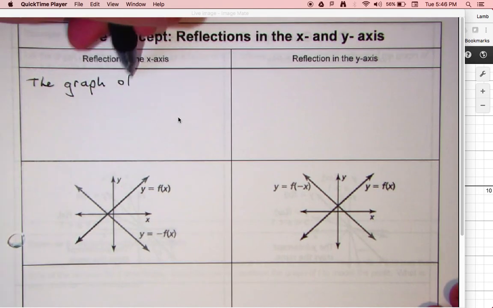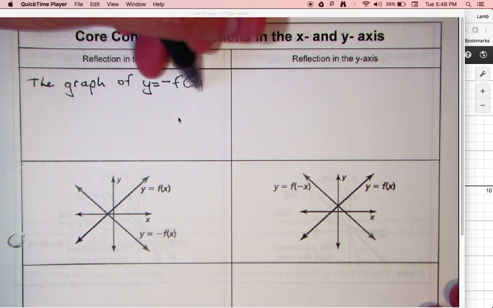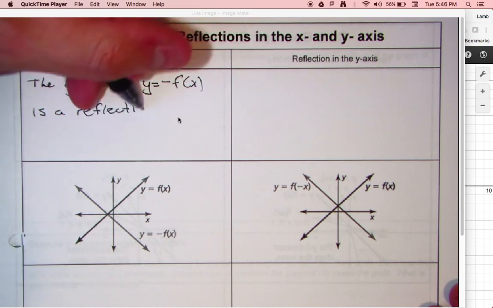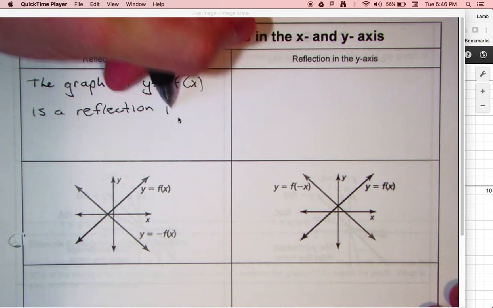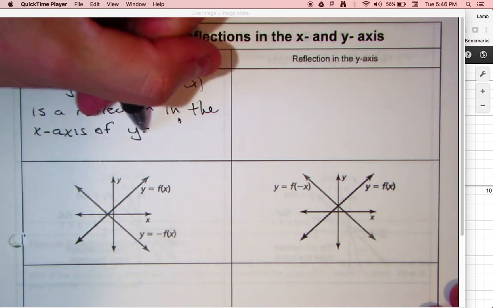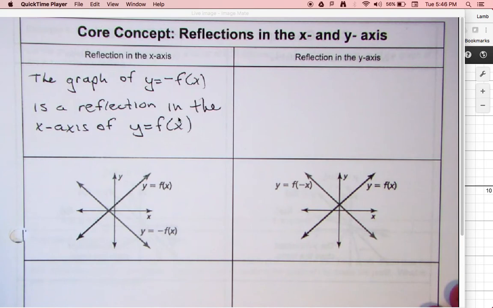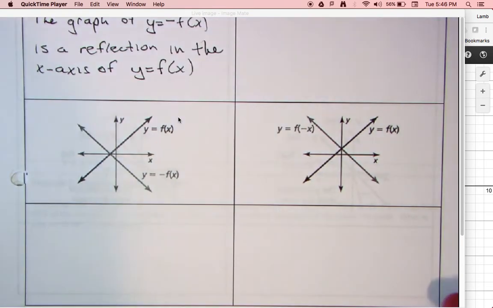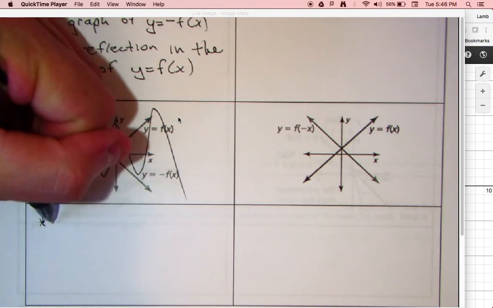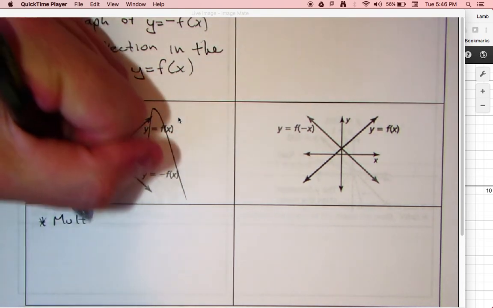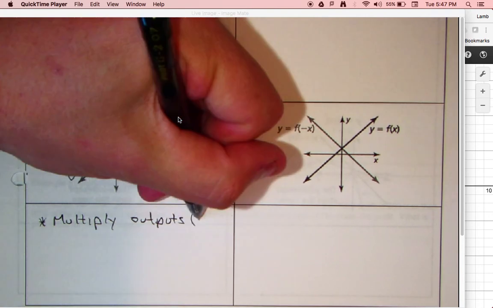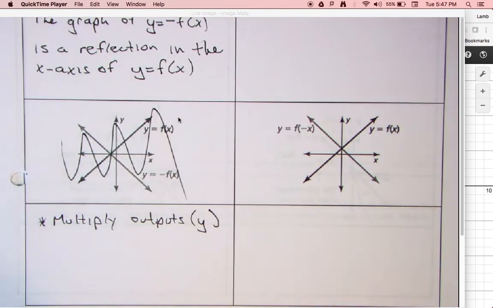The graph of y equals negative f of x is a reflection in the x-axis of y equals f of x. Basically, what happens is you take your equation, and once again, skip over that. I don't like that picture. It's not a good picture. Basically, we're doing the same thing two different ways. Essentially, we're multiplying our outputs, and remember when we talked about outputs, we're talking about our y's. You're going to multiply your outputs by -1.